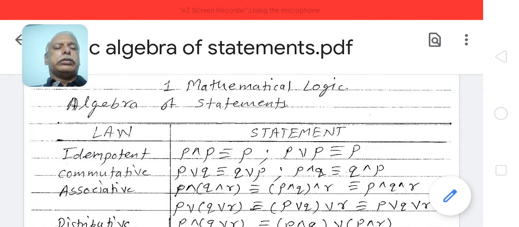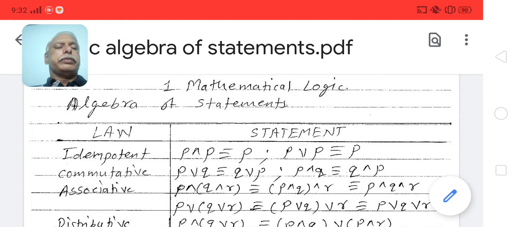We know the shortcut for the AND operator. If both are true, then the answer of the AND operator is true. If both are false, then the answer of the AND operator is also false. That means if both have the same values, then the answer remains the same. Here P and P, both statements have the same value P, hence the answer is P.